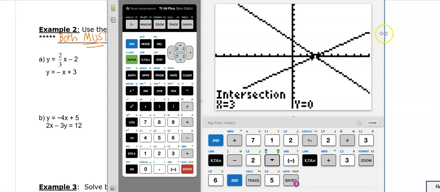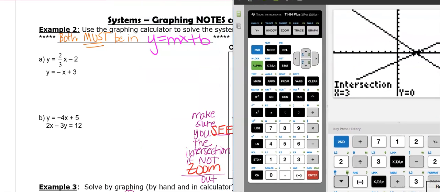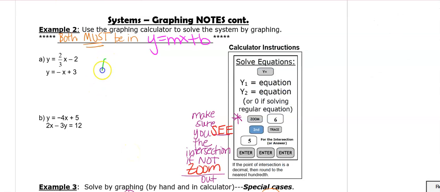Of 3, 0. And that would be your point of intersection. I'll make that a little smaller so I can have it up on the screen while we're doing it. So you write down your point of intersection, 3, 0. And that's it. That's how you do it in the calculator. So now we're going to go look at our next one.